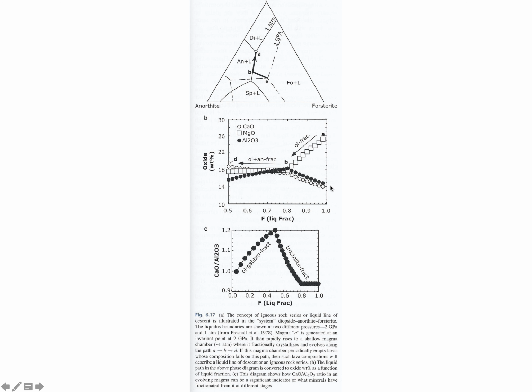From A to B, olivine fractionation will take place. Here we have the olivine, going from A to B, forsterite plus liquid. From B to D, we have olivine plus plagioclase fractionation, from here to here, and that is seen in this line.